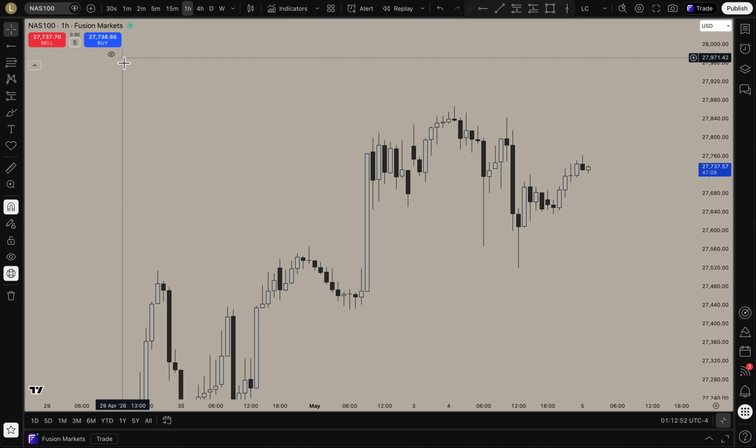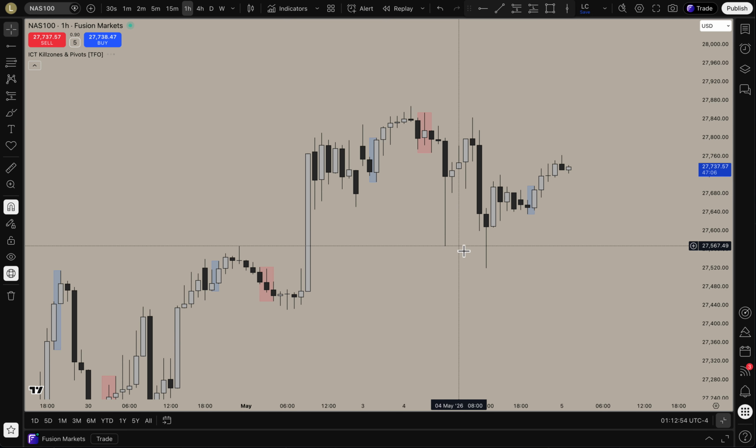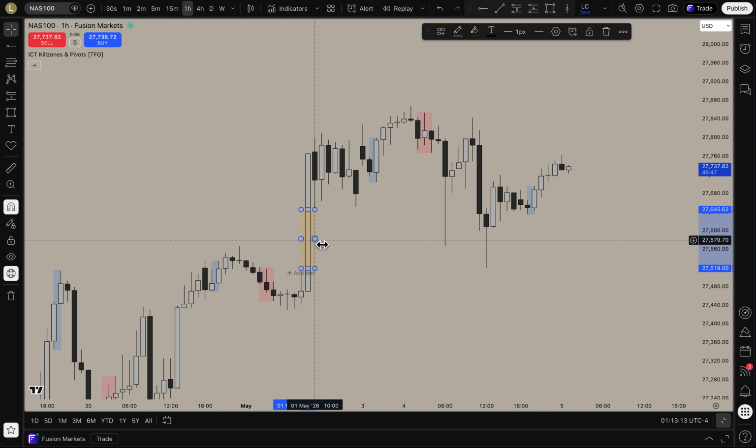So as we can see here, let me put on my indicator. The trend is going up, but I normally trade the 9:30 to 11 a.m. New York time. So as we can see here, during the European session, price actually went down, wicked into this 1 hour fair value gap.